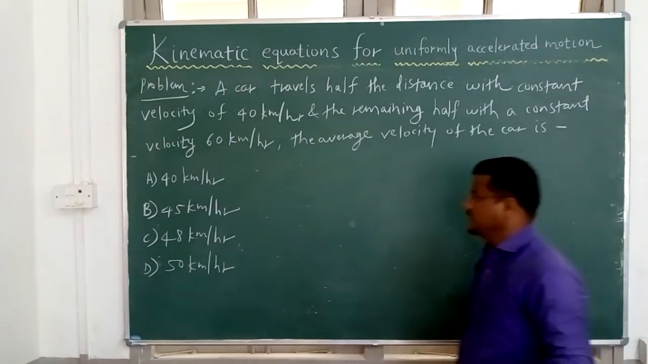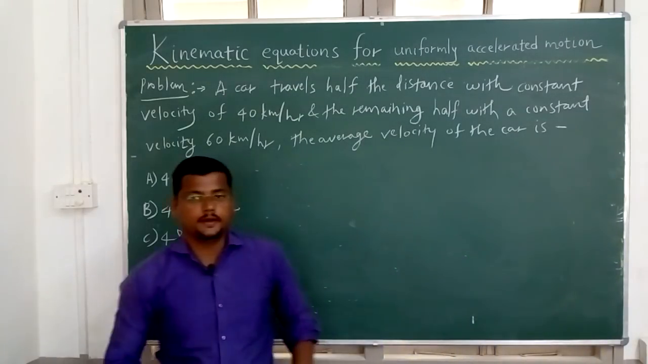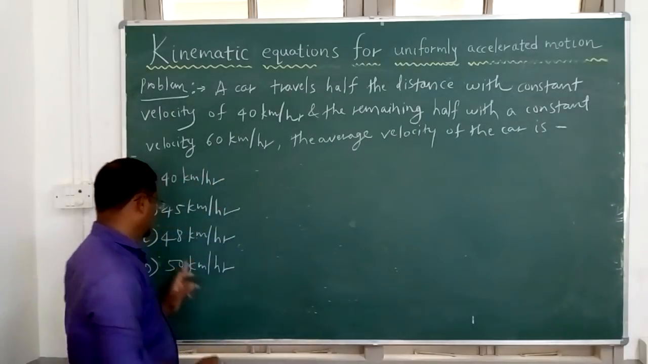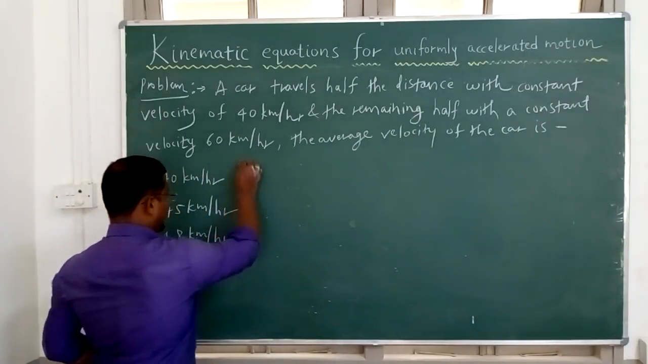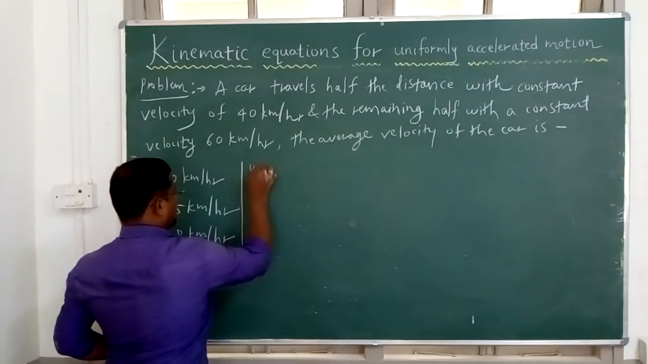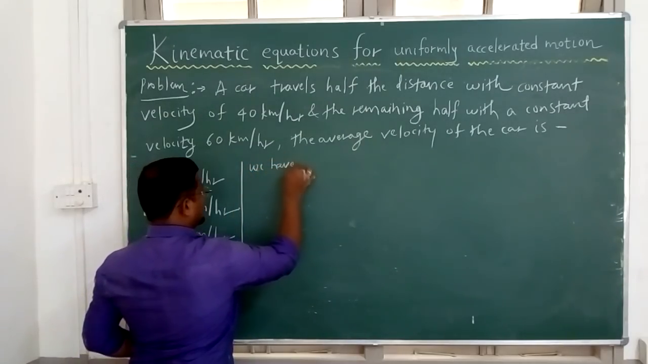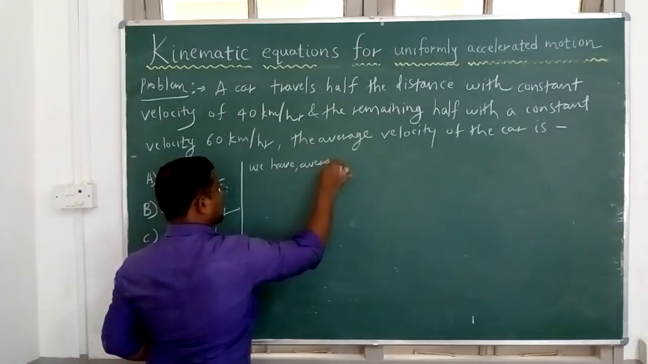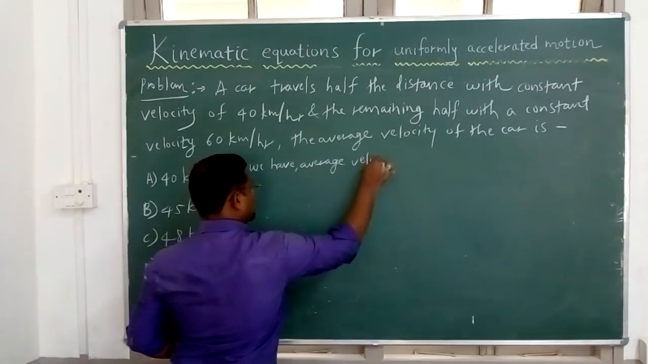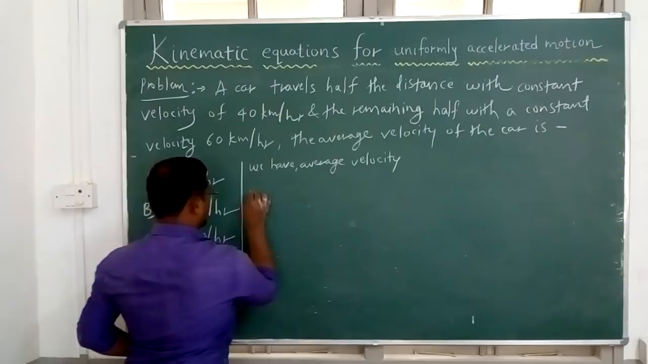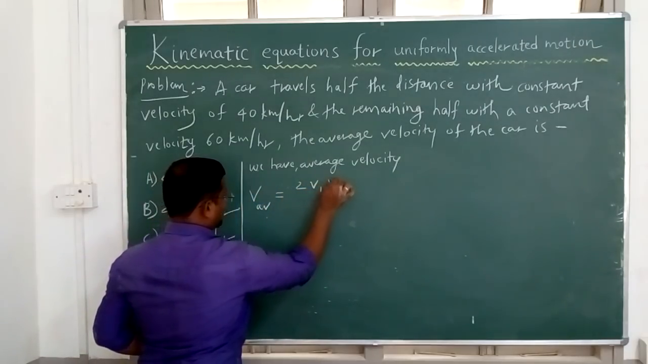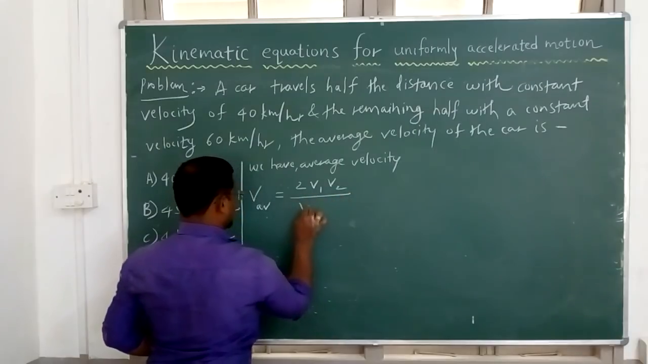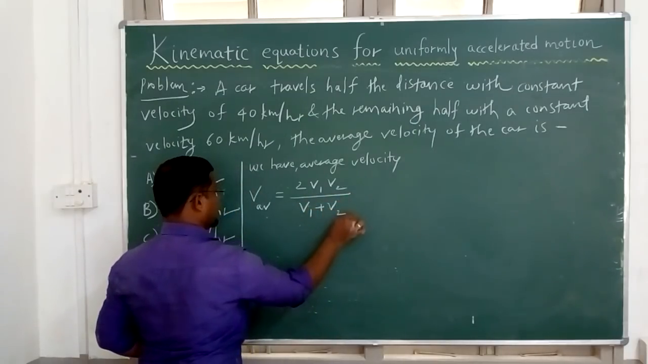This problem was asked in the CET examination, and in that live class I have given you the answer, this 48 km/h. How, I will tell here in the calculation. I will tell one shortcut here. We have the formula for average velocity. You remember this formula here. V average velocity is equal to 2 times v1 v2 by v1 plus v2. This is my formula here.